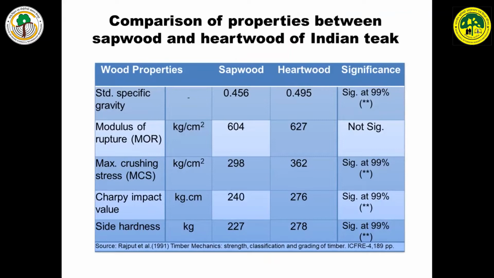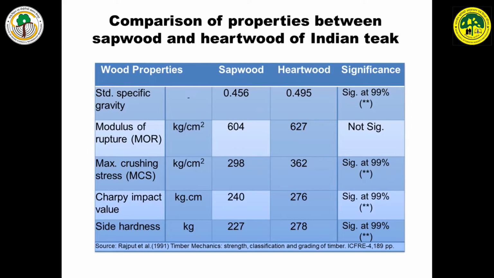We can see here the specific gravity of the sapwood was around 0.46, whereas the heartwood was 0.49. So heartwood density is greater compared to sapwood. Whereas for the modulus of rupture, MOR, there was no significant difference between the sapwood and heartwood.